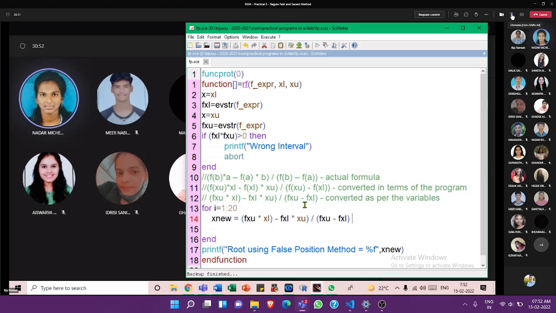Ma'am, the formula has more closing bracket than the opening bracket. Huh? More closing bracket. Closing bracket. Huh? Yes. The numerator, na?